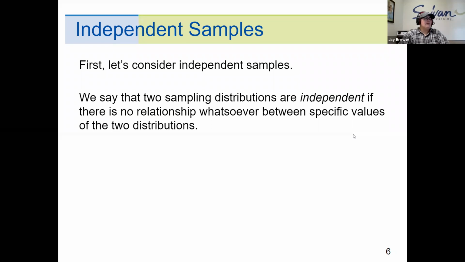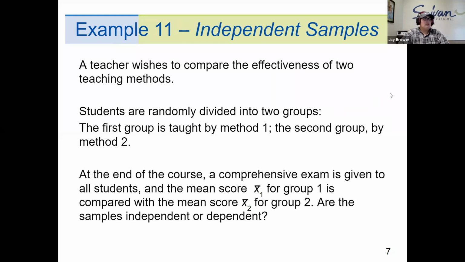We say that two sampling distributions are independent if there is no relationship whatsoever between specific values of their two distributions. Example 11. A teacher wishes to compare the effectiveness of two teaching methods. Students are randomly divided into two groups. The first group is taught by method 1 and the second group is taught by method 2. So an example of this could be in person versus online, asynchronous versus synchronous learning, group versus individual. There's a whole bunch of different things you could do with this scenario.